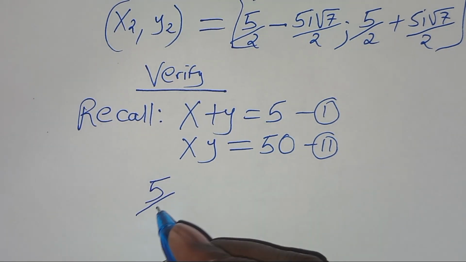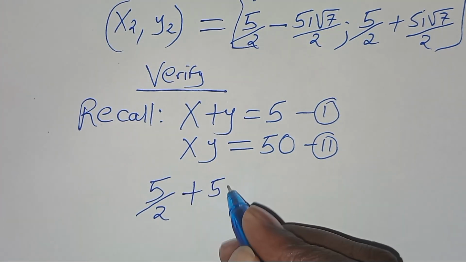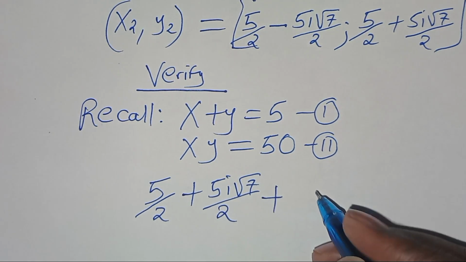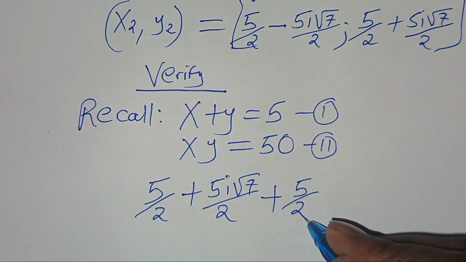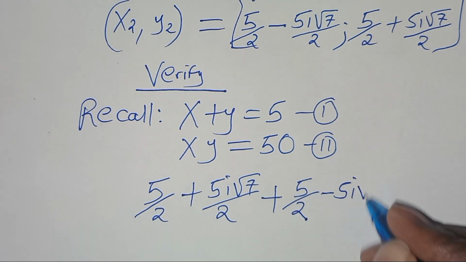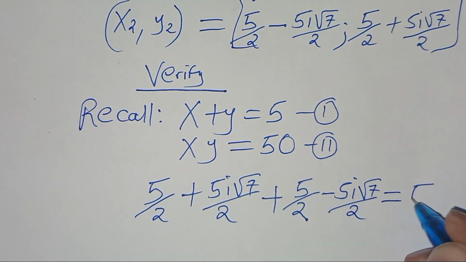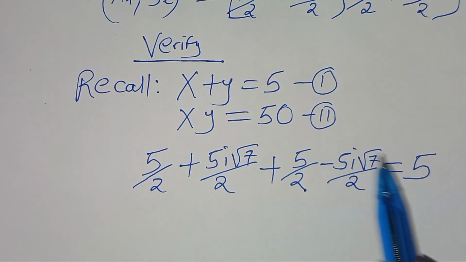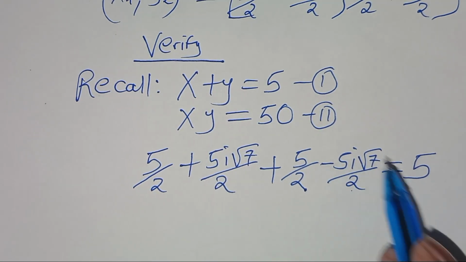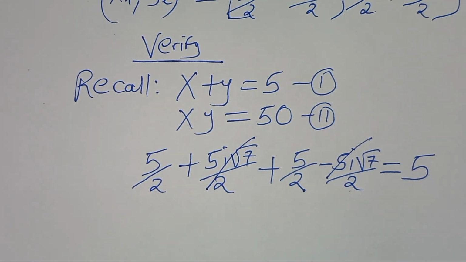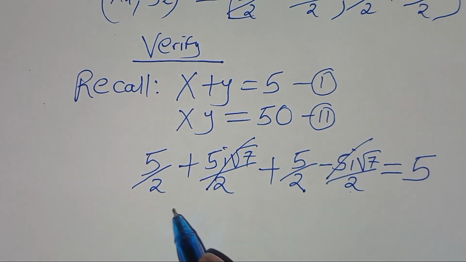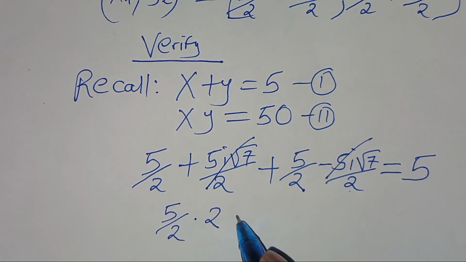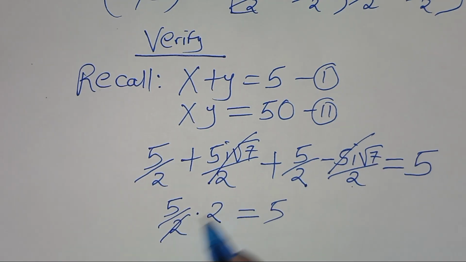Now we have 5 over 2 plus 5I square root of 7 divided by 2 plus y, which is 5 over 2 subtract 5I square root of 7 divided by 2. This should give us a value of 5. So you can see plus 5I square root of 7 divided by 2 subtract 5I square root of 7 divided by 2, this will simplify. And then now from here, we'll have 5 over 2 plus 5 over 2, which is the same thing as 5 over 2 times 2. This should give us a value of 5, which is true.